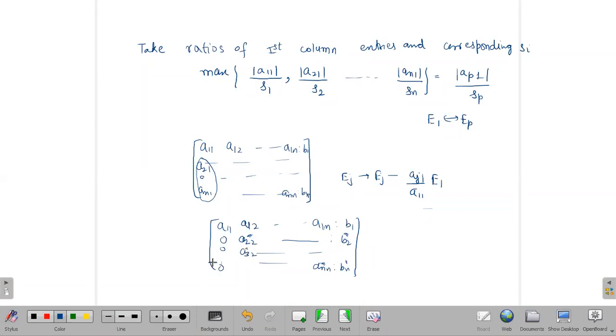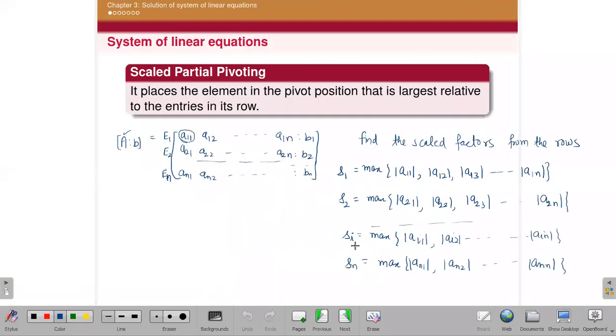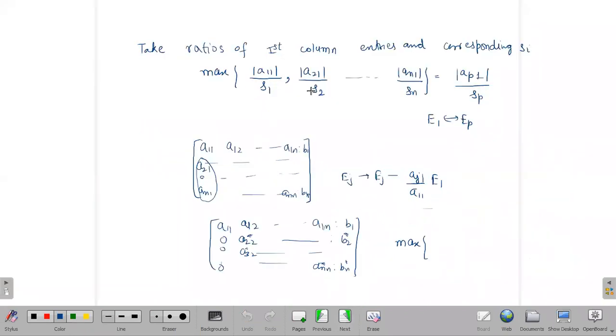Here again we have to take the maximum, but you don't find the scale factors again in the next step. These can be determined only one time, but you have to find the ratios in each step. So we are done with the first ratios. After making these elements 0, come to the second column entries. Look into A22, because we have to make this element a stronger pivot element. So A22 star divided by S2.